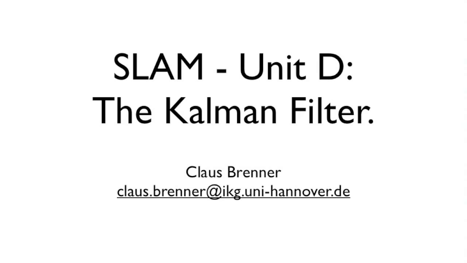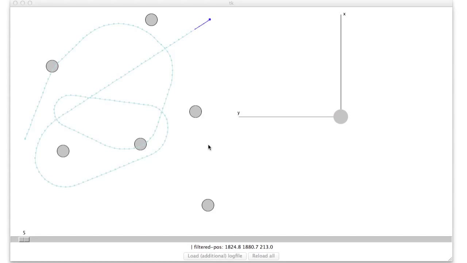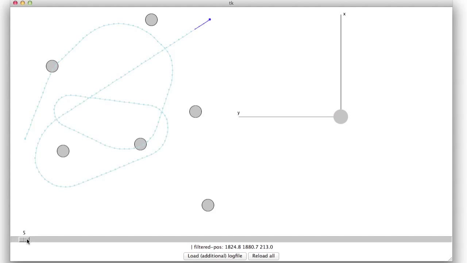And welcome to Unit D, which will be about the Kalman filter. Let's first have a look at what we will cover in this unit. Now, if you remember, in Unit B we used our motor ticks and a motion model to determine the robot's position at any point in time. And the result looked like that.